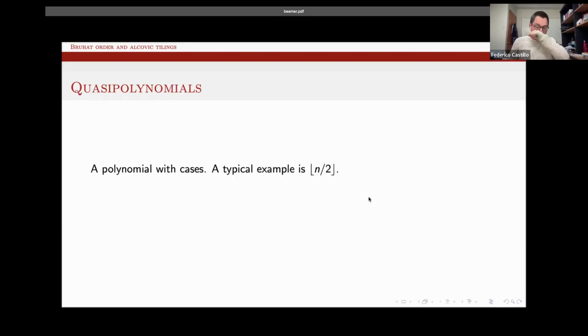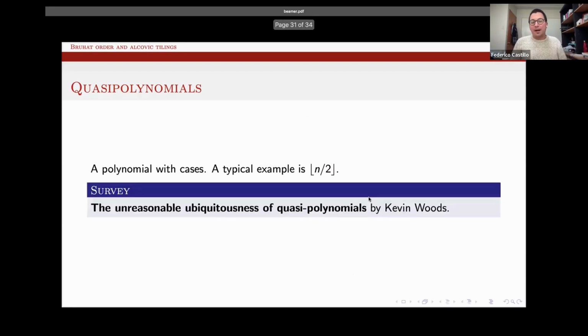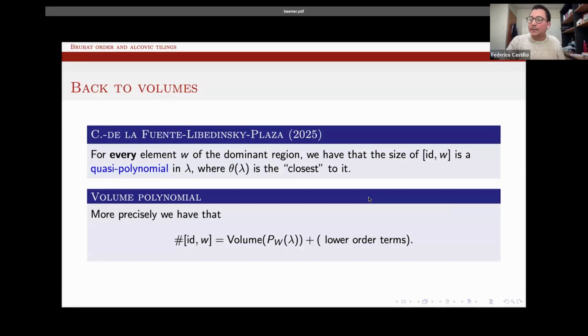What is a quasi-polynomial? There's not a lot of time to say this, but it is something that has cases. So for example, the floor of n halves has 2 formulas, depending on whether you're even or odd. I cannot say more, but I really recommend this survey by Kevin Woods, the unreasonable appearance of the quasi-polynomials. They appear in a lot of places, so this is another surprising, or maybe not so surprising, scenario where they arrive.